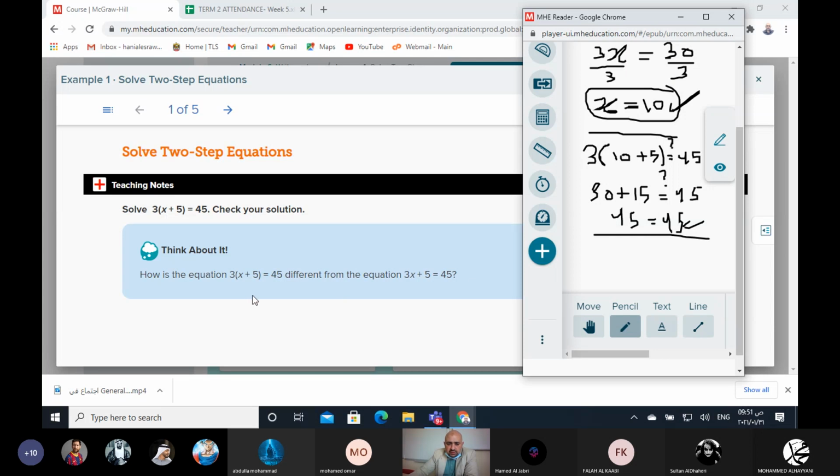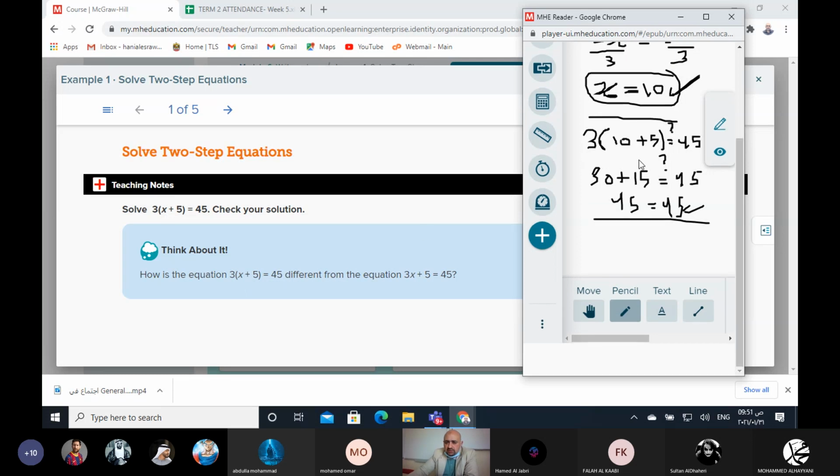Now, what is the difference between this form and this form? As you see, in this form, we use the distributive property and the value of x will be 10. But in the next form here, we have 3x plus 5 equal 45. So the first step, remove 5.